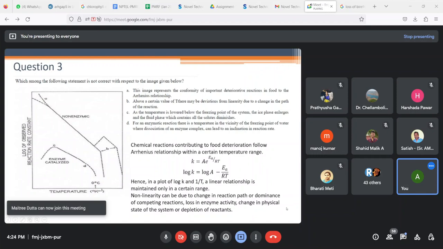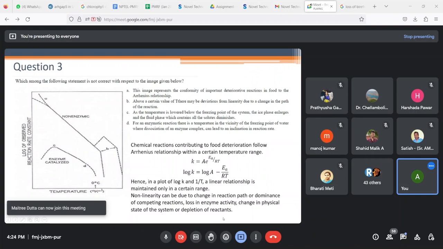And third reason is change in physical state of the system. So if you bring down the temperature drastically, you might freeze the system, or if you increase the temperature drastically, you might end up boiling the system or vaporizing the system. So the physical state of the system highly depends upon the temperature, and if you change the physical state of the system, again your reaction rate will also differ.